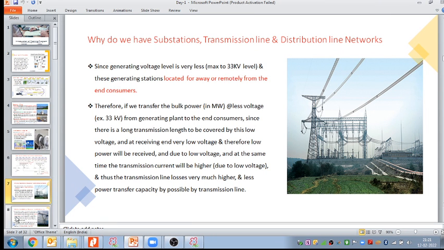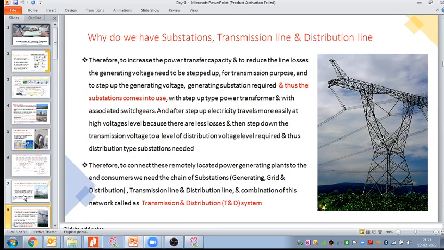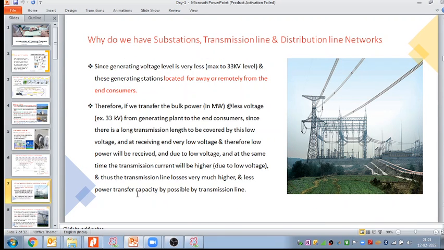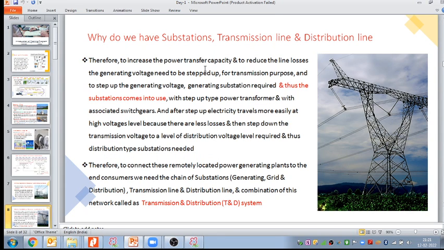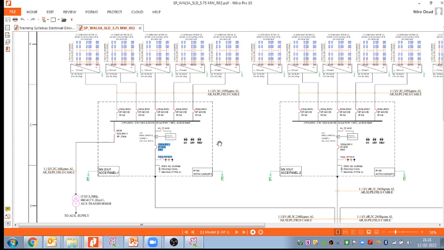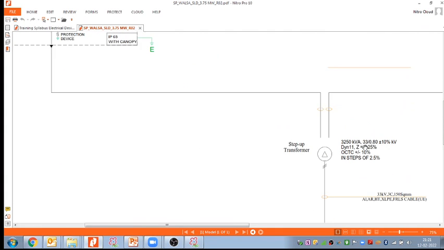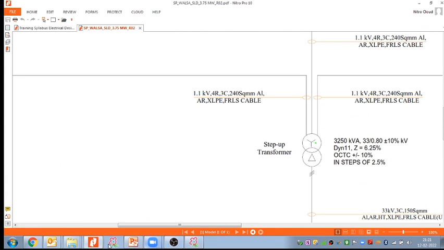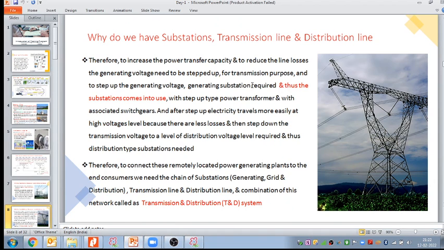So what is required now? Less power transfer capacity is possible by the transmission line. Therefore, to increase the power transfer capacity and to reduce the line losses, the generating voltage needs to be stepped up. As we can see here, we do a step up of the generating voltage: 800 volts generated, then we step up to 33 kilovolts.